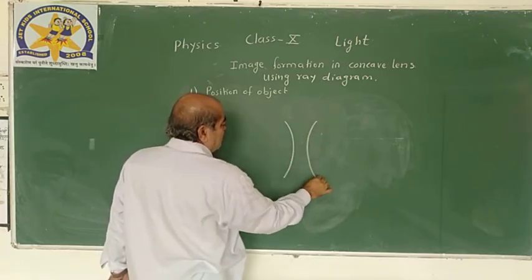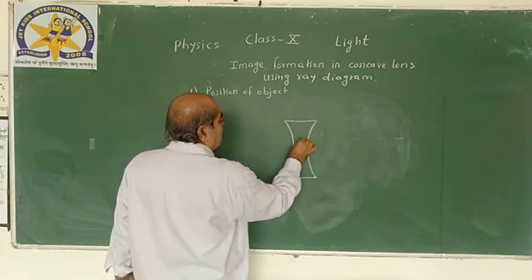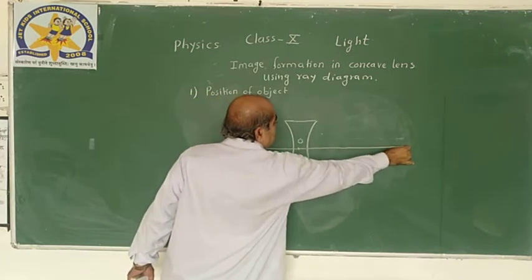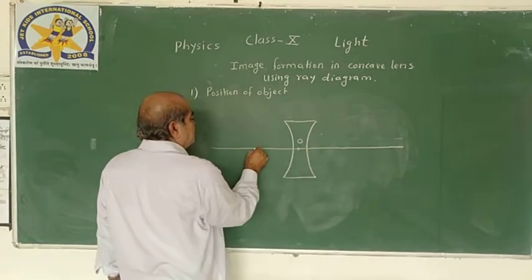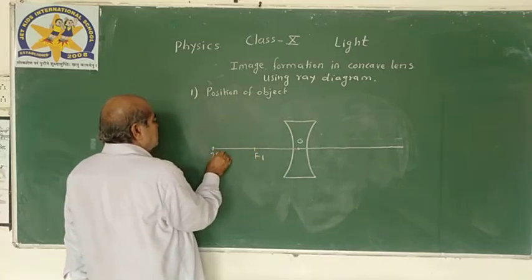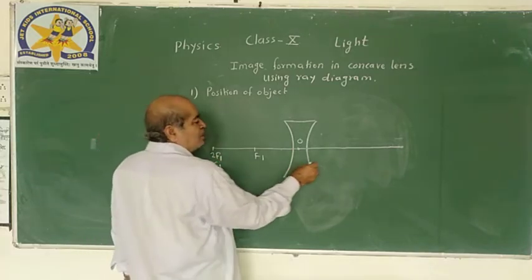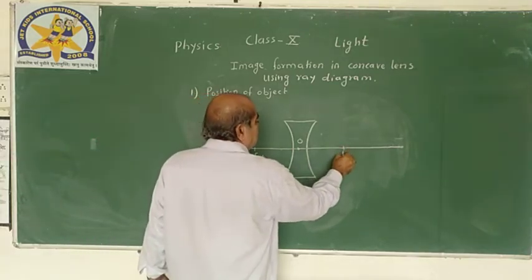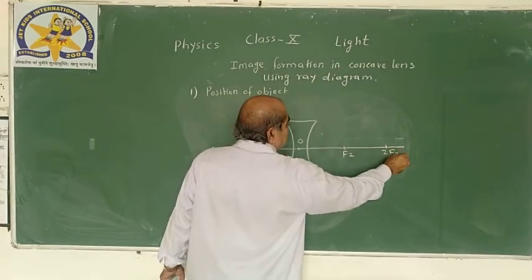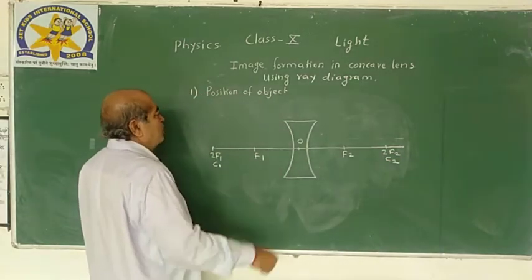Consider this concave lens. O is the optical center. This is the principal axis. F1 is the first principal focus. This is twice F1, or center of curvature C1. This is F2, and this is twice F2, or center of curvature C2.